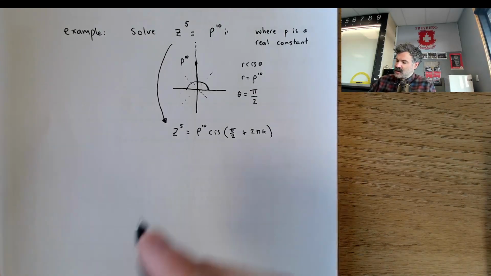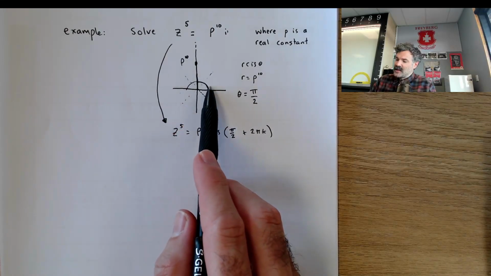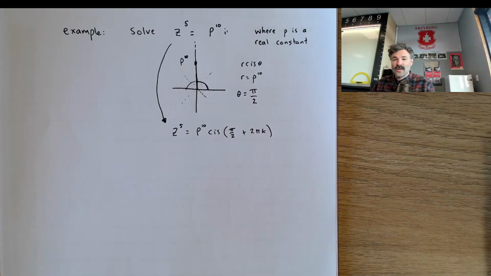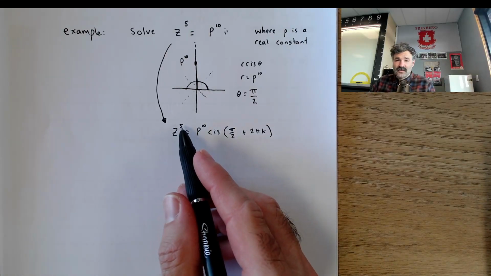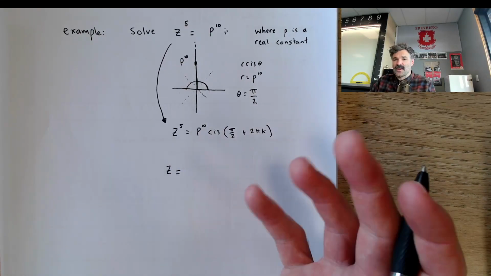We'll use radians. So p to the 10 was my distance I traveled to get up there. 90 degrees or pi over 2 was the angle I made to get there. So I've written it in this form. And now we go through the motions. I want to take the 5th root to make this just say z to get it down to my answer. z is what I'm going for.